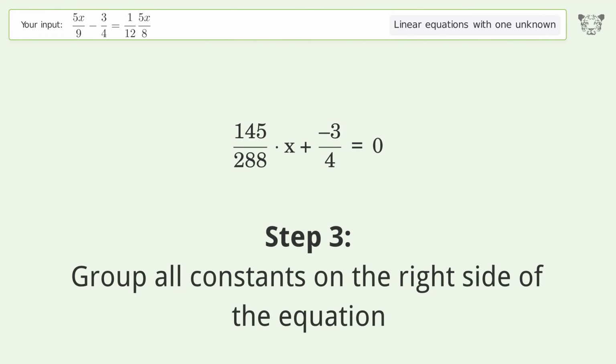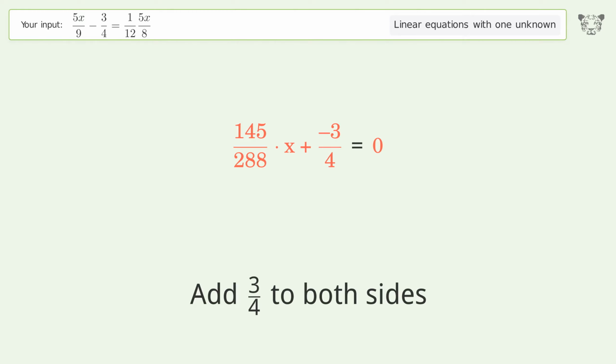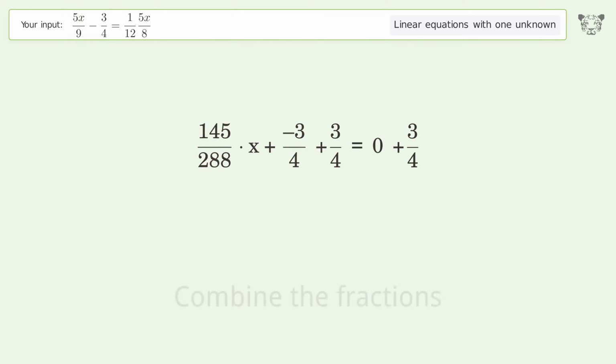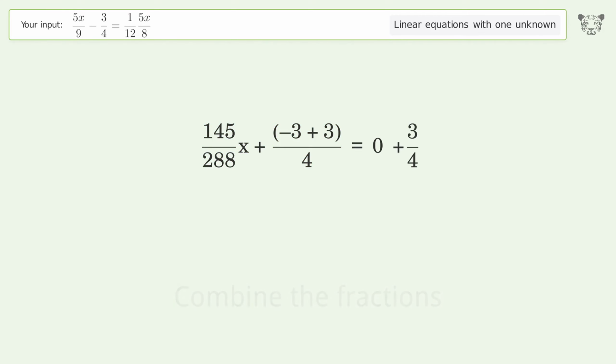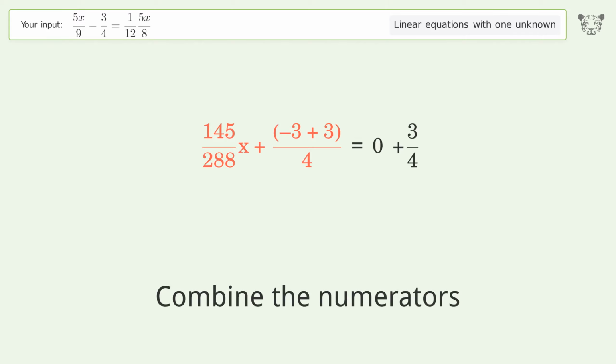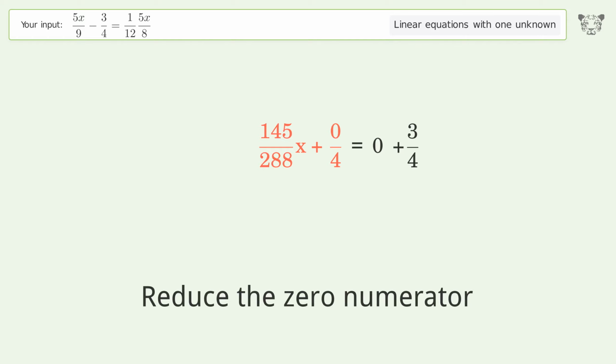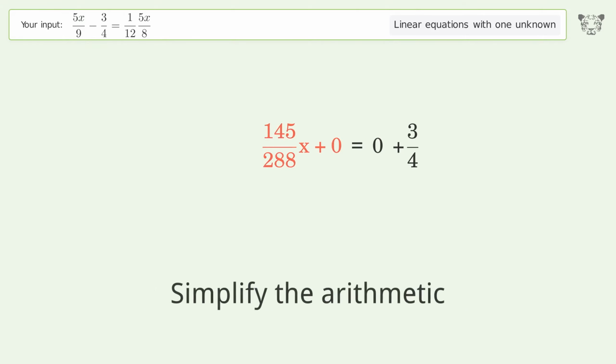Group all constants on the right side of the equation. Add 3 over 4 to both sides. Combine the fractions. Combine the numerators. Reduce the zero numerator. Simplify the arithmetic.